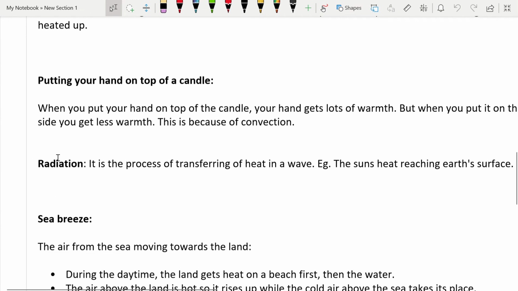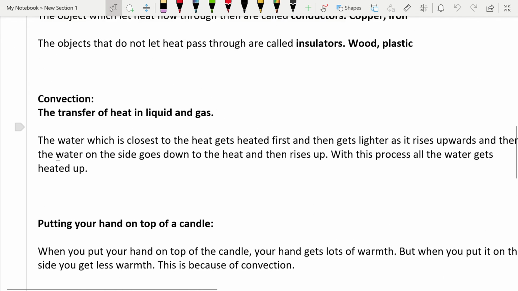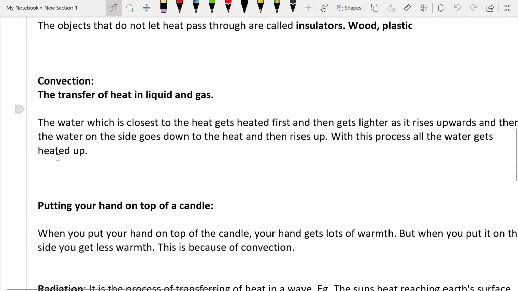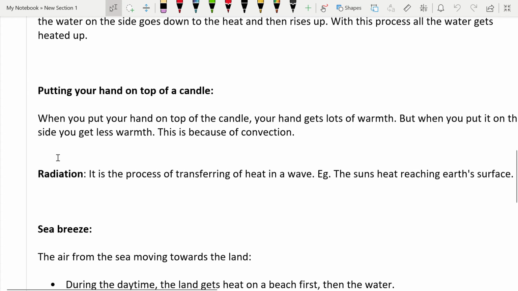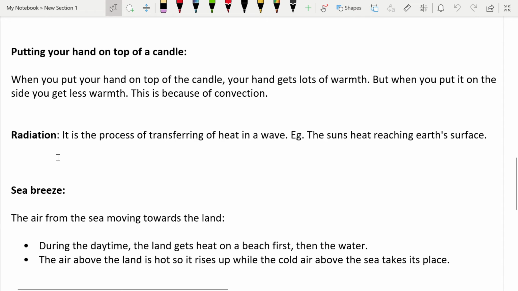Take the example of putting your hand on top of a candle. Why do you feel more warmth on top of a candle rather than on the side of the candle? This is because of convection. Just like the water, the air right above the flame gets heated first, and then the sides get heated. So the sides get less heat than the middle, right? So that's how that works. There's also radiation. Radiation is the process of transferring heat in waves. Example, the sun's heat reaches the earth's surface through radiation.